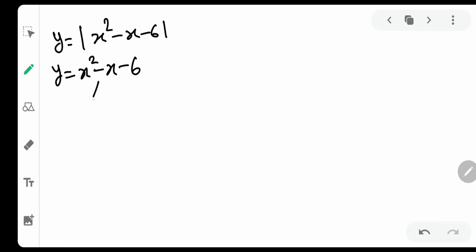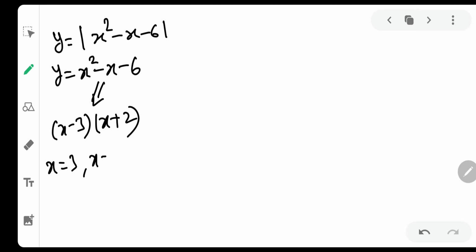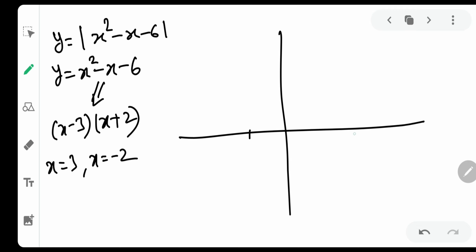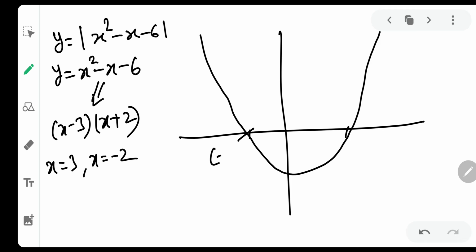Let me say we have x square minus x minus 6. Okay, so the first thing is forget the mod, x square minus x minus 6, factorize this stuff, x minus 3 and x plus 2. Yes, right, we are getting it. So x equal to 3 and x equal to minus 2. This is slightly tricky because x equal to minus 2 here and x equal to 3 here, and our graph will look something like this. Very well. Okay, so this will be minus 2 comma 0 and this will be 3 comma 0.